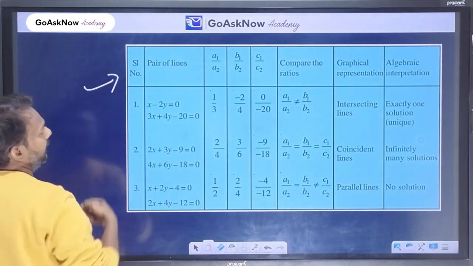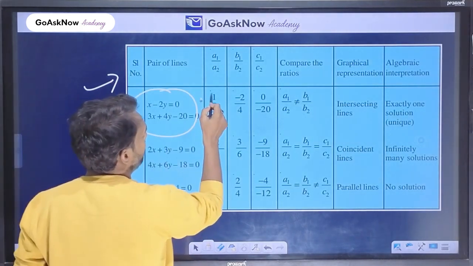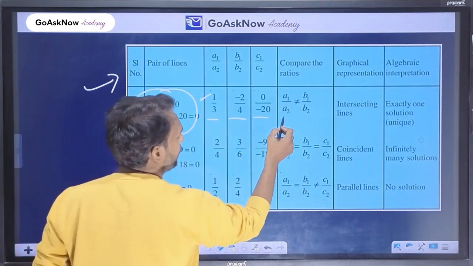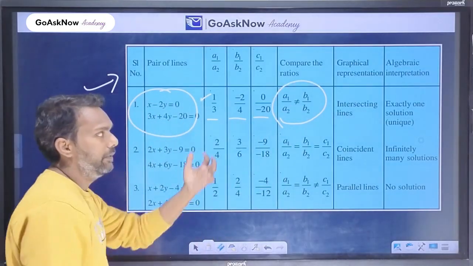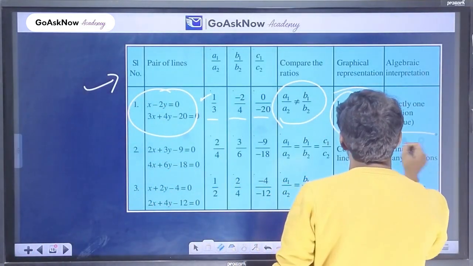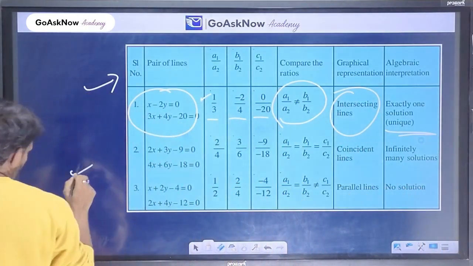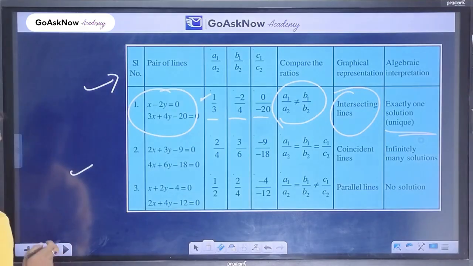So this is the NCERT table for this equation: a1 upon a2, b1 upon b2, c1 upon c2, and we see that a1 upon a2 is not equal to b1 upon b2. This represents intersecting lines, and exactly one solution means a unique solution. Okay, I have taught you all these conditions.